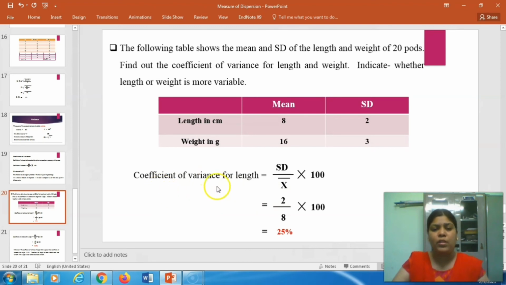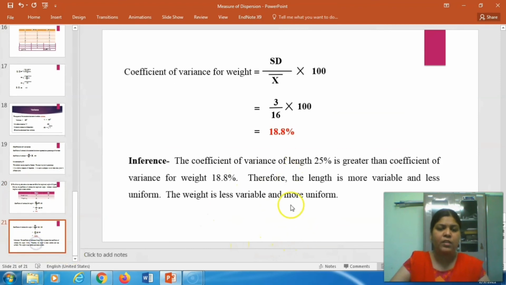This is the coefficient of variance for length. Here is the formula: SD divided by x bar multiplied by 100. What is our SD in case of length? SD is 2 and the mean is 8 here. We multiply this value by 100. Then the answer will be 25%. So the coefficient of variance for length is 25%.